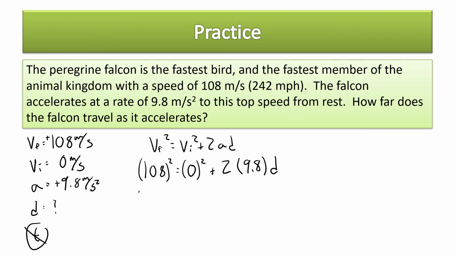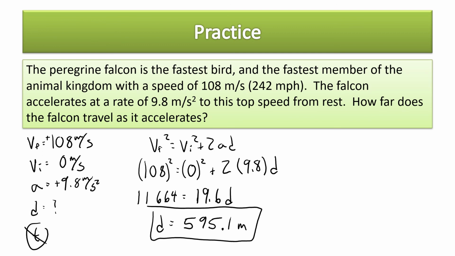And you get 11,664 is equal to, this should be 19.6 times D. Get used to seeing this number. It's going to pop up again, and then you divide, and you get the displacement is equal to 595.1 meters. Don't forget the units in the answer. So that's pretty far. That's like almost 6 football fields that it goes through as it accelerates.